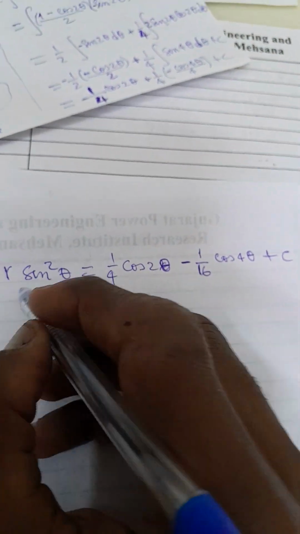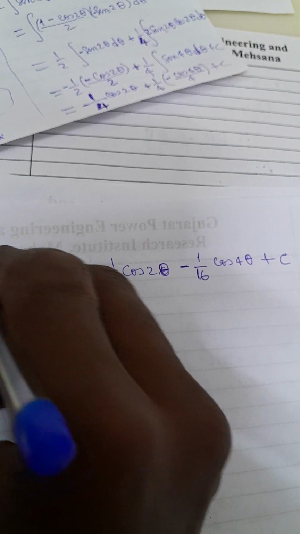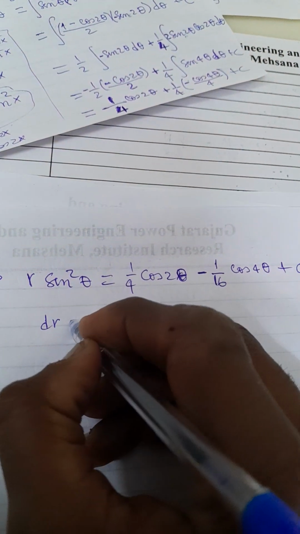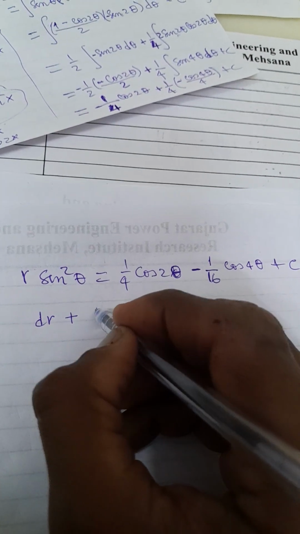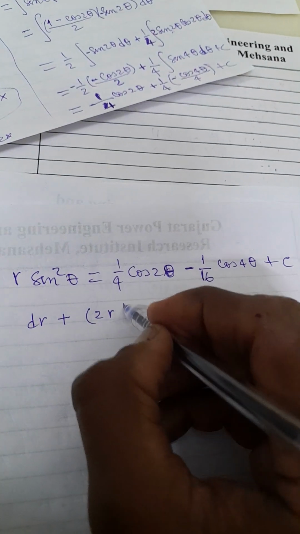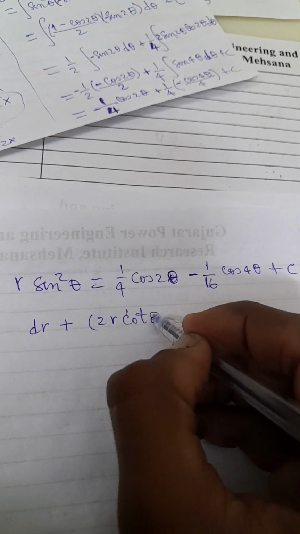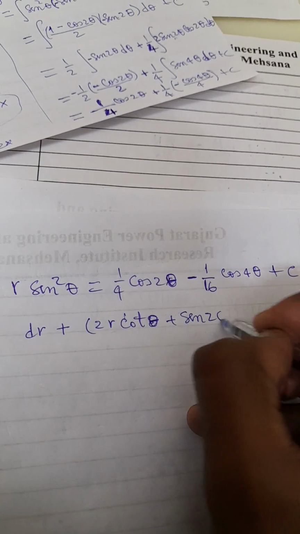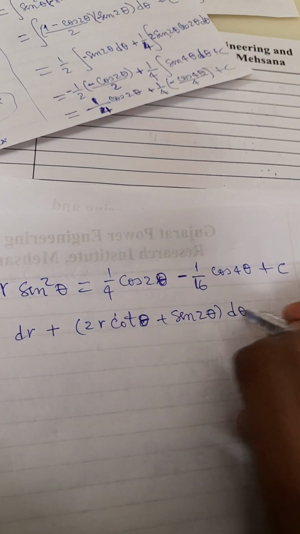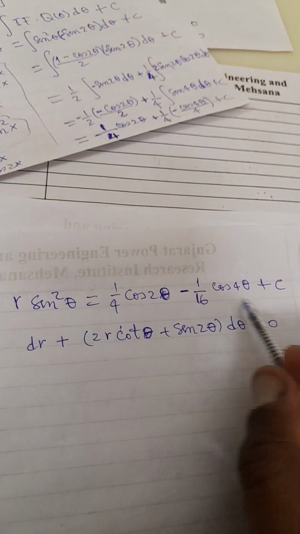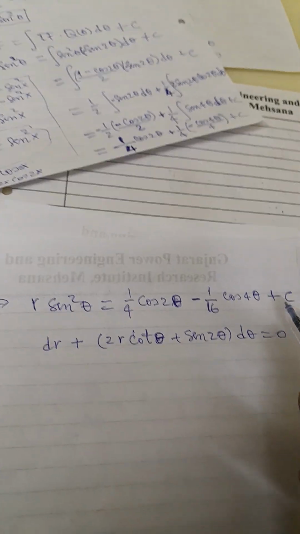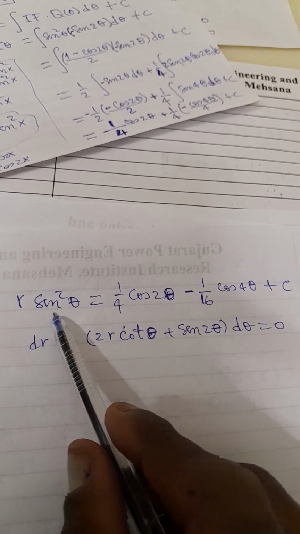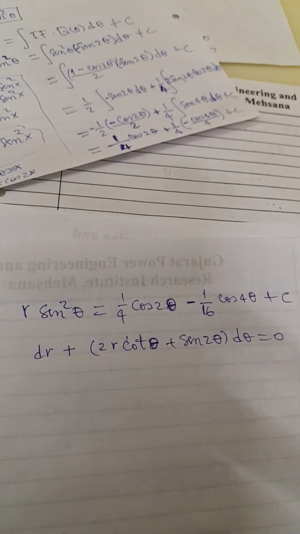So this is the solution, the general solution for this equation, dr plus 2r cotangent of theta plus sine of 2 theta d theta equal to 0. Now here you can also simplify. If you feel like it, you can keep doing some simplification and solve this exercise.